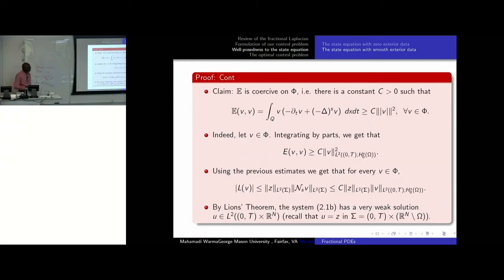Now we do coercivity. We take v to be a nice function. Then E of (v,v) is the integral of v times this. Now you just integrate by parts. Remember that v is 0 at capital T, so everything disappears, and it will get you exactly the L2 norm of v with values in H^s_0. Then you will have this estimate. You can even have it with equality if you want. Then we have this coercivity.